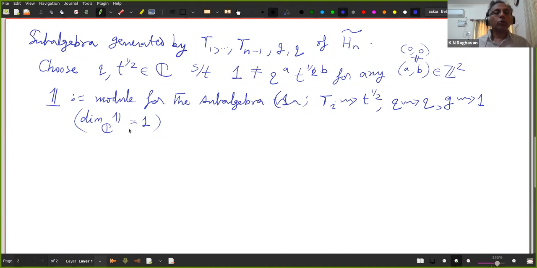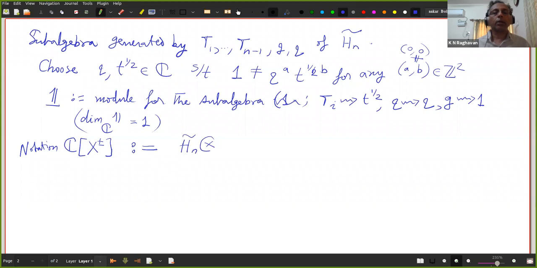And so what we do now is, this is the polynomial representation. This is notation, if you wish. This is equal to, this is the definition, Hn tilde tensored over the subalgebra of this one.